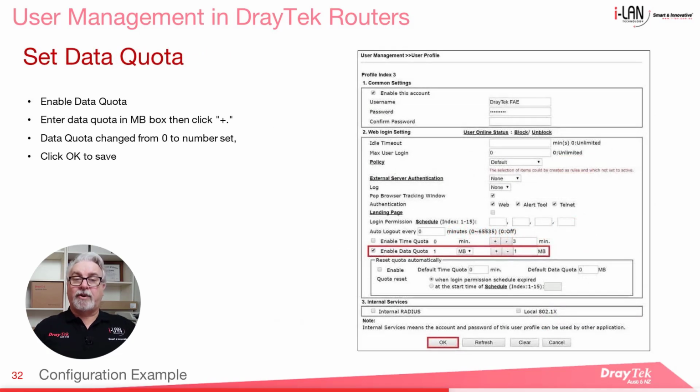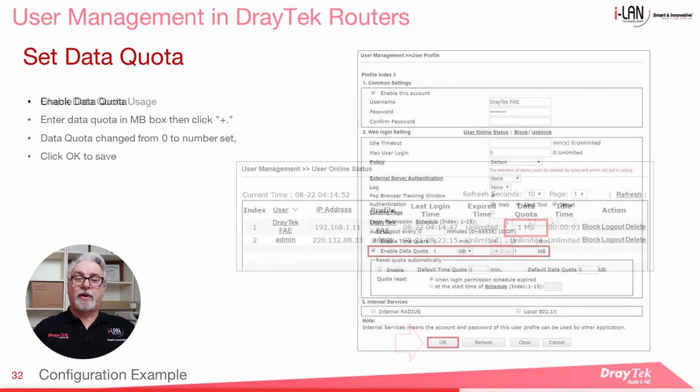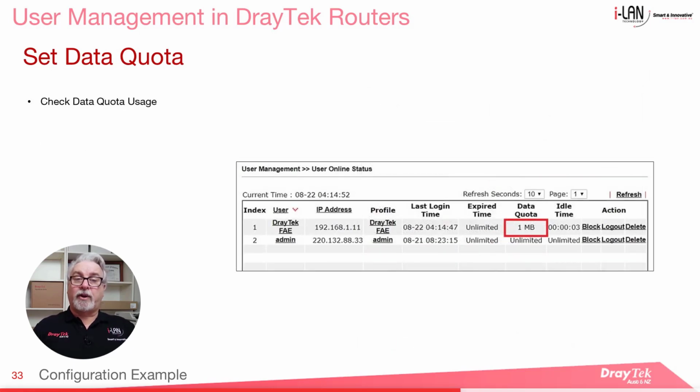Setting up the data quota is similar to that for the time quota. The steps to use are select the user profile, then enable data quota. Enter the data quota in megabytes box and click on plus. You should see the data quota changes from 0 to the number you entered. Now click OK to save the settings. To check that the data quota is working, you can go to the user online status page and you should see the data quota remaining for the user.